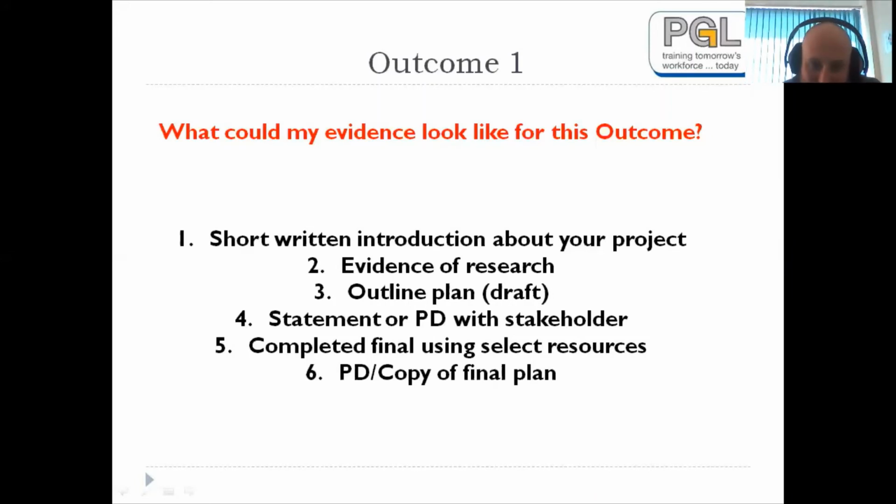The fifth bit is a completed final copy of the final plan using the selected resources. If you have decided to use a Gantt chart, I don't want you just to talk about it, I actually want to see a completed Gantt chart, making sure it's nice and clear and transparent. The final bit is potentially a professional discussion, or just an overall copy of the final plan. With those 6 points, you'll find out even more when you get full access to the course, but this is a heads up of exactly what is required as part of outcome 1, to help you get thinking towards this task.